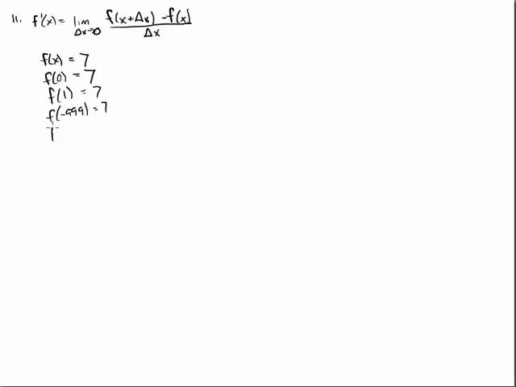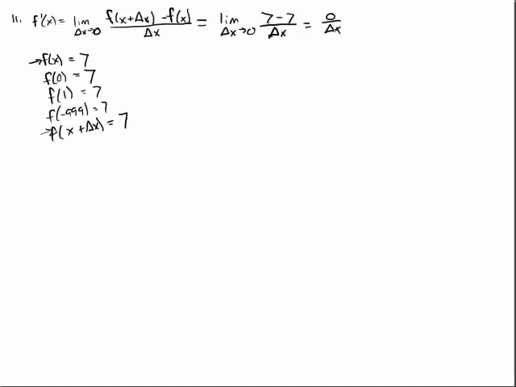So we also know that f of x plus delta x is also equal to 7. So f of x is equal to 7, and f of x plus delta x is equal to 7. When we substitute these two values back into our limit definition, we get the limit as delta x goes to 0 of 7 minus 7 divided by delta x. So this gives us 0 over delta x.